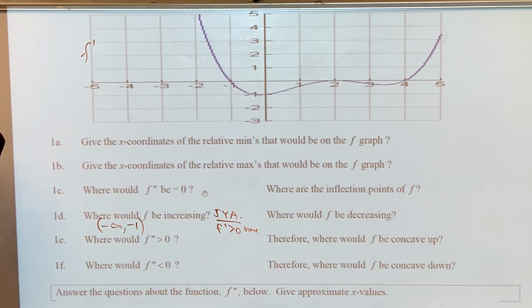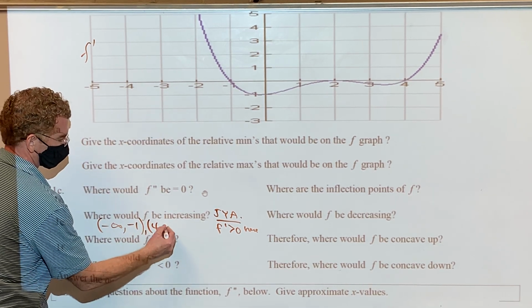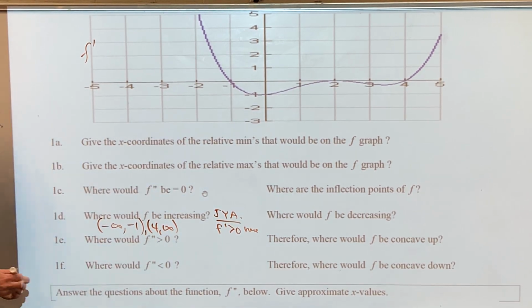But that's not the only place. Where else? 4 to infinity, f prime is also positive. Are y'all with me? Where would it be decreasing?